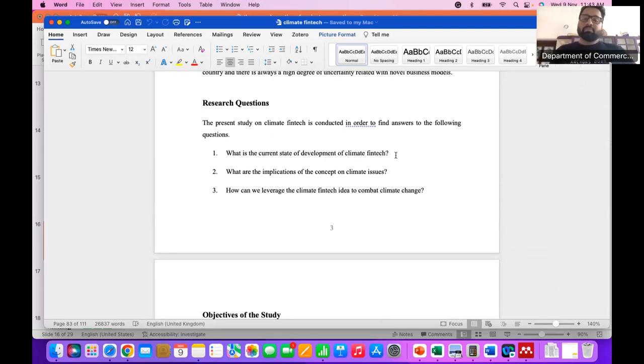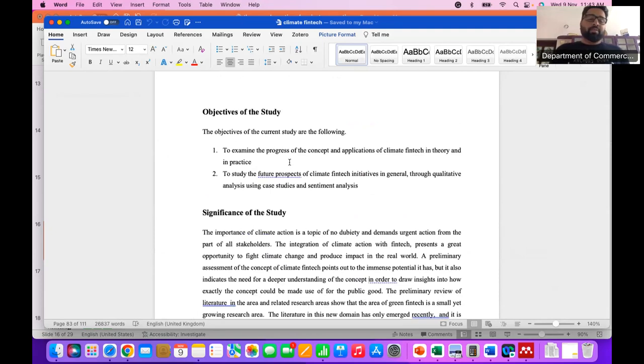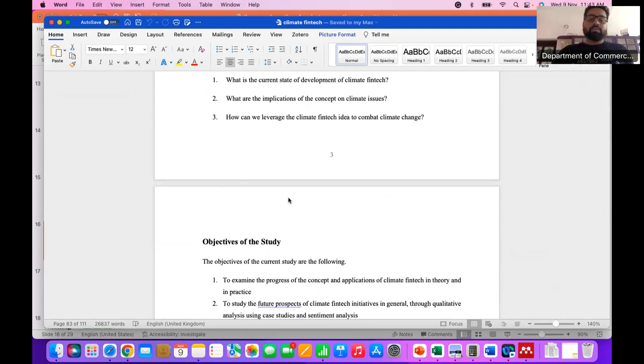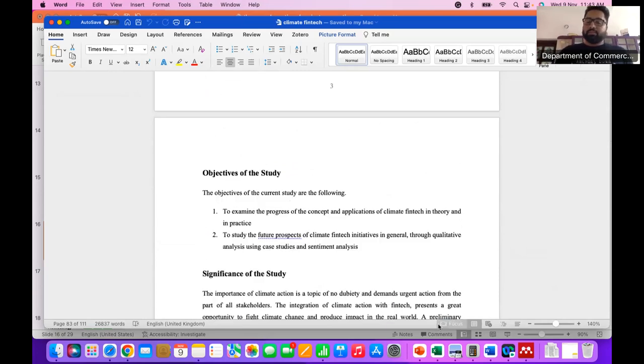So what are the implications of the concept of climate fintech, and how can we leverage the climate fintech idea to combat climate change? So these are the research questions. After the research questions, the objectives here are to examine the progress of the concept and applications of climate fintech in theory and practice, and to study the future prospects of climate fintech initiatives in general through qualitative analysis using case studies and sentiments. So for solving these objectives, these kinds of research questions were set. Similarly, you can also set your objectives and research questions.